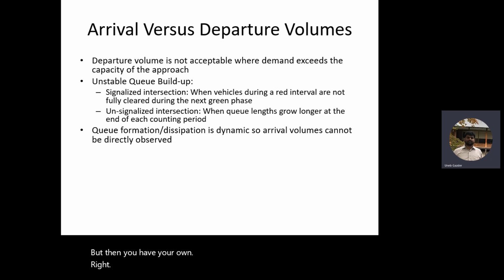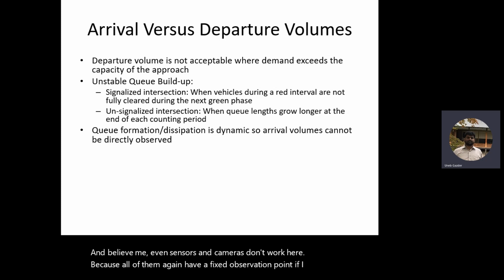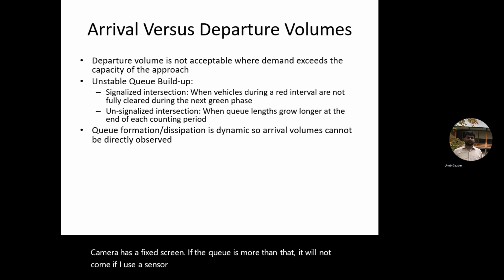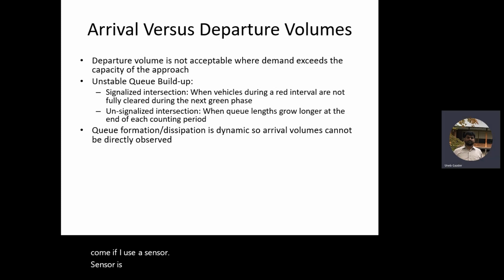Okay. So the problem is I need to calculate arrival volume. If I try to observe it, it's too difficult. And believe me, even sensors and cameras don't work here, because all of them again have a fixed observation point. If I use a camera, it has a fixed frame. If the queue is more than that, it will not come. If I use a sensor, it is at a point. If the queue is more than that, it will not come.